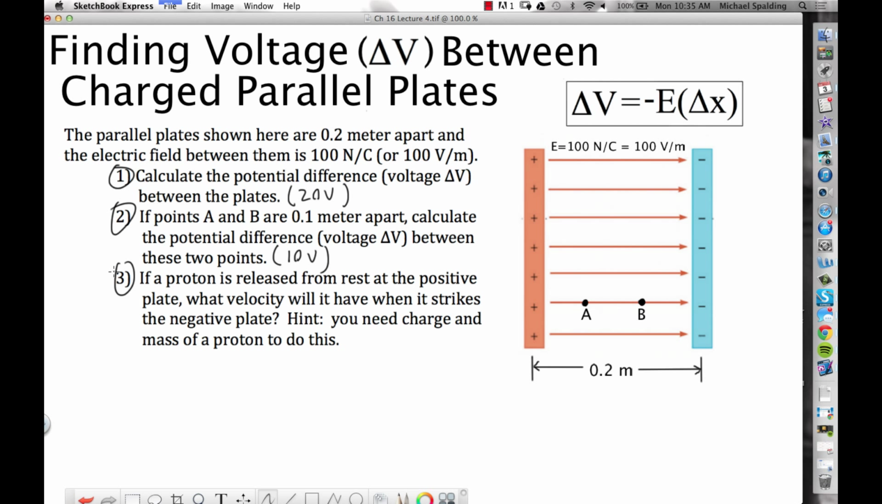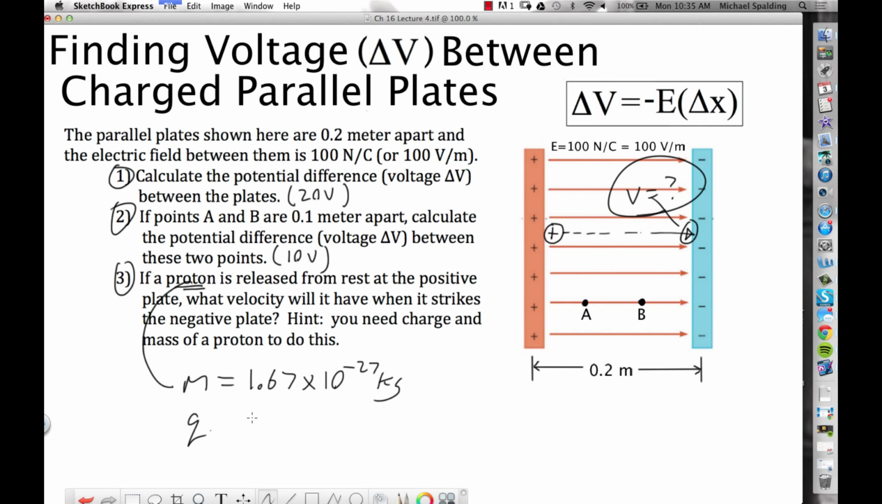What question 3 says is if you put a proton at the positive plate and release it, what would be the velocity of the proton as it crashes into the negative plate? What would be the velocity of the proton? To answer this, you have to have some information about the proton. So I'm going to give it to you. The mass of a proton is 1.67 times 10 to the negative 27. The charge of a proton is 1.6 times 10 to the negative 19. So you need that info. All right, so take about 5 or 10 minutes.